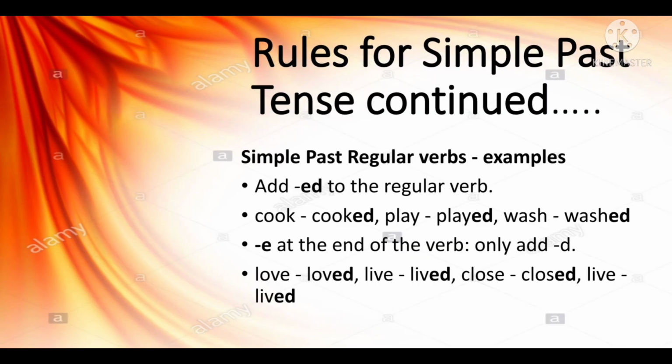Simple past tense rules continued. The simple past regular verbs. Example, like this. Add ed to the regular verb. Cook becomes cooked. Play, played. Wash, washed. And if you see e at the end of the verb, only add d, like love, loved. Live, lived. Close, closed.